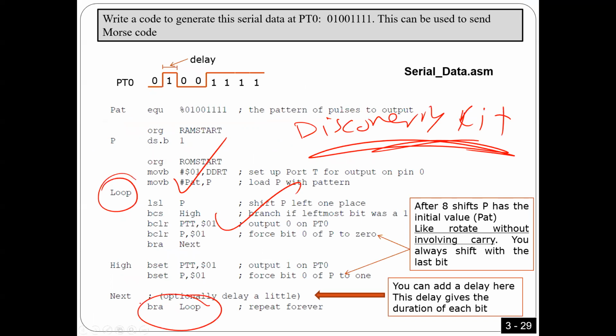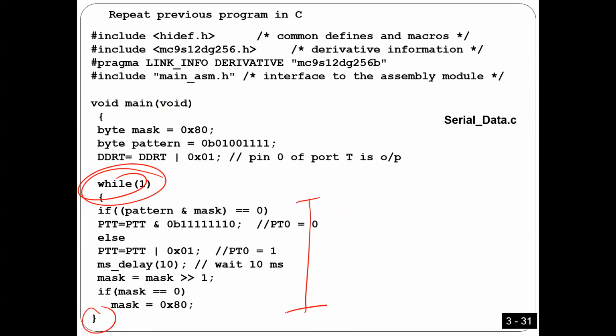And in every iteration, as you will see right now, I'm going to check if the bit is 0 or 1. If it is 0, I'm going to output 0. If it is 1, I'm going to output 1. And then I can also add some delay here. Okay, so let's see how it works, guys.